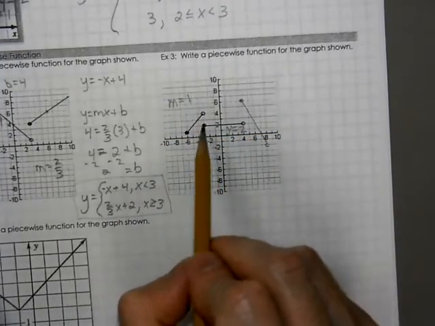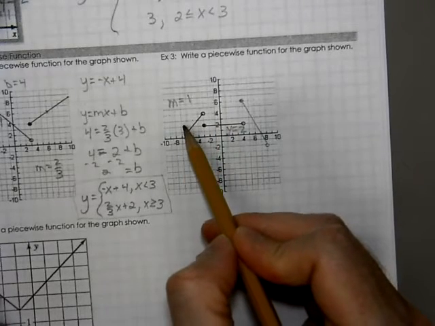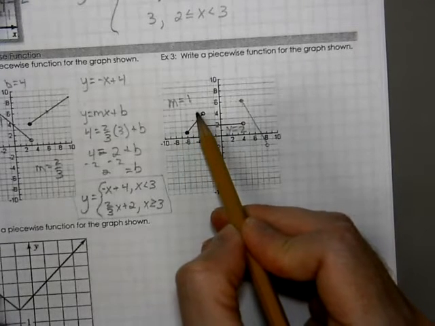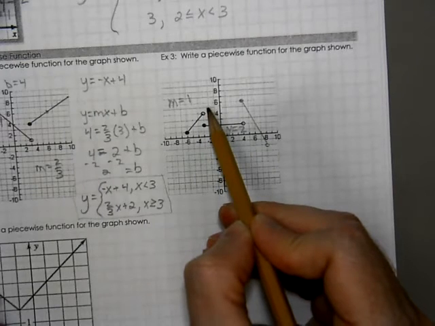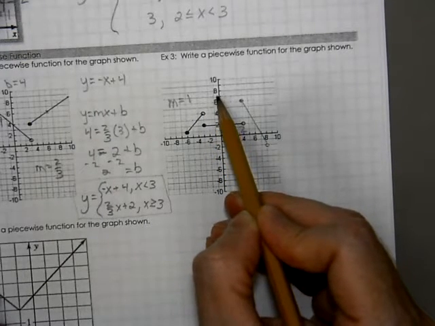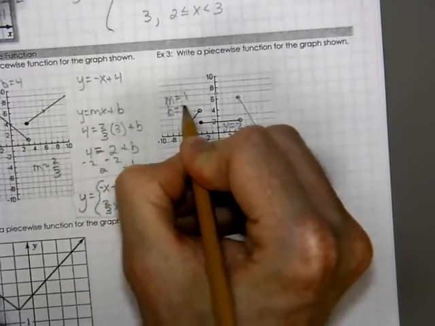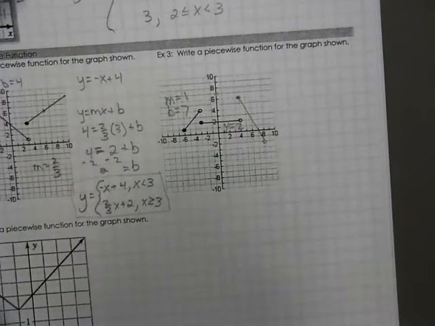You could either continue the slope on, up 1 over 1, up 1 over 1, up 1 over 1, up 1 over 1, up 1 over 1, up 1 over 1. It looks like we land at 7. That's one way you can do it, as long as it lands right on it.